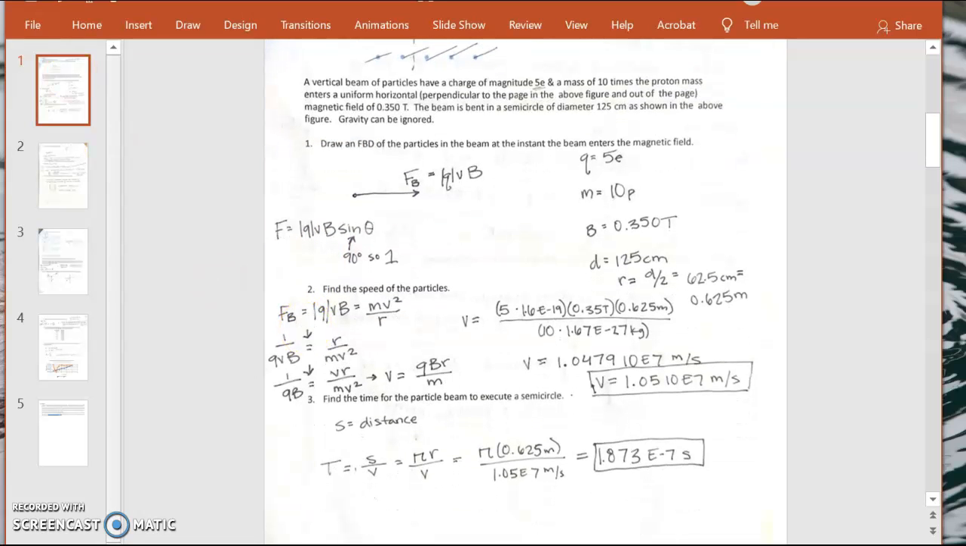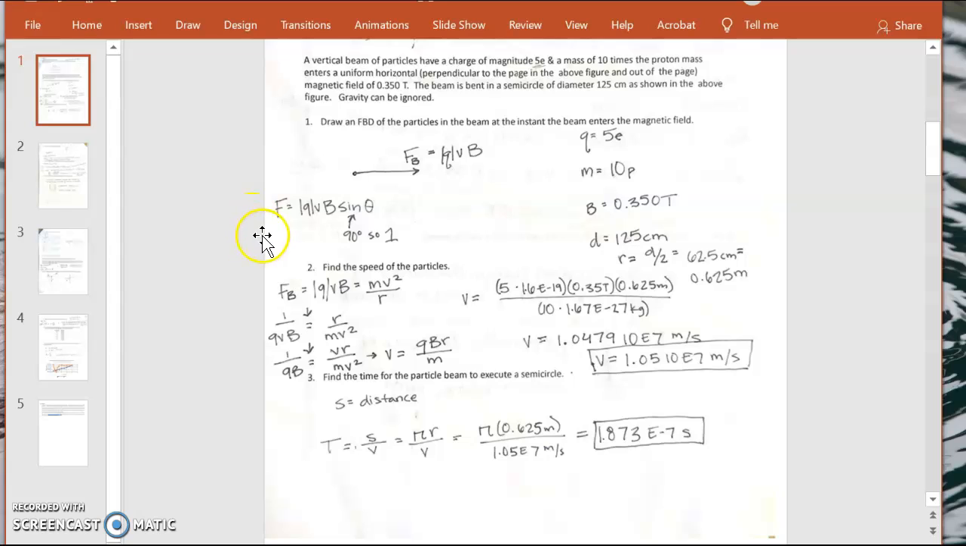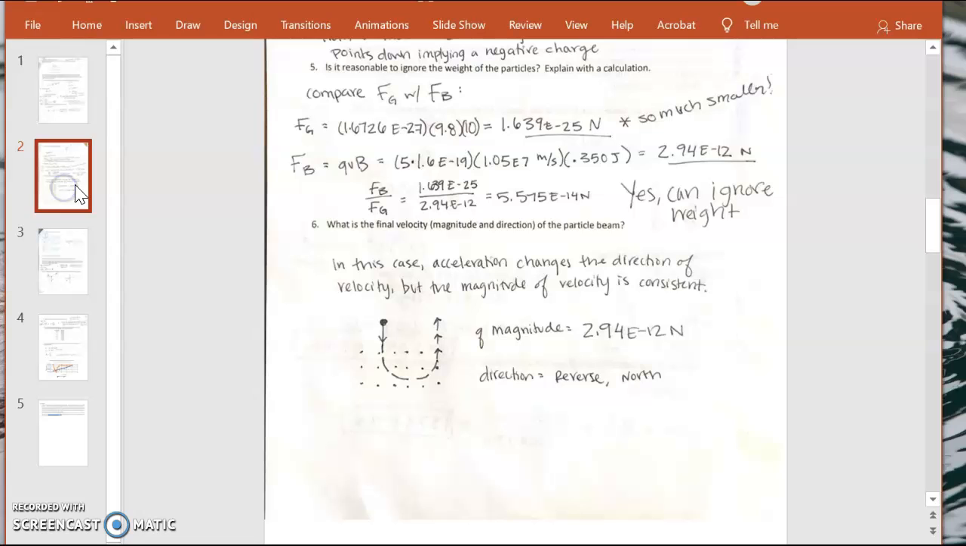And then number 3, find the time of the particle beam to execute a semicircle. So I plug in another formula. Time is the distance traveled over velocity. And so I know the distance traveled by finding pi r. I have r, so just plug that in, and I just found the velocity, so I got 1.87 e to negative 7 seconds. That's super fast.